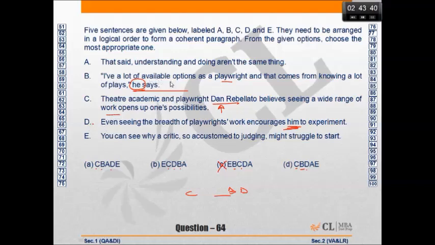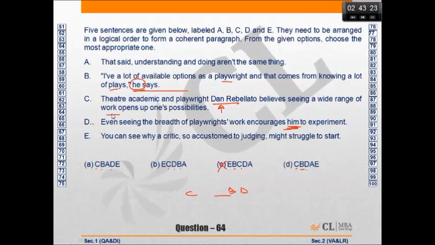I have a lot of available options, and that comes from knowing lots of plays. So CB or CD. Let me look at the choices. CBD is there. CDB is also there, CBA is also there. So let me just go further. That's it. Understanding and doing aren't the same thing.